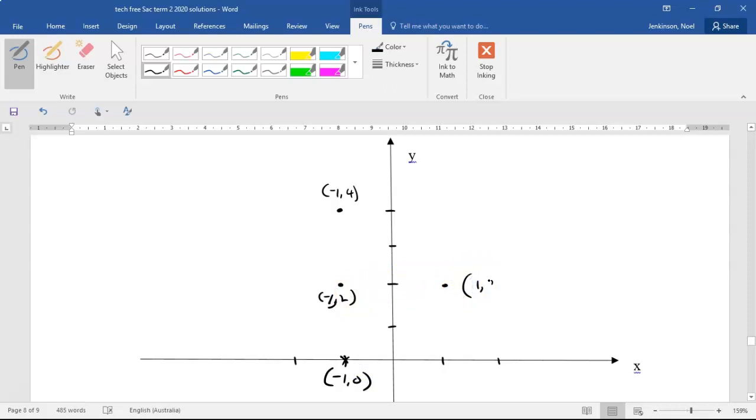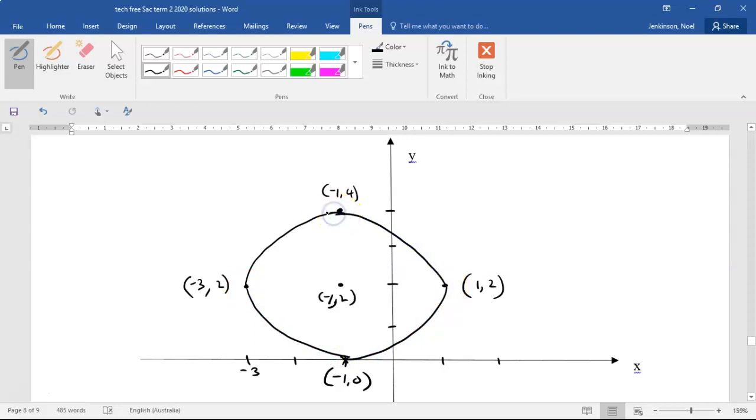Over to there, (1, 2). And over, I need another one, and I want to get them equal. Over to there, (-3, 2). You'll notice that drawing this circle, we've got the x-intercept, we don't have to find the y-intercepts, we've actually got everything we need. And I can draw that. It's hard to draw a circle, you've really got to get your scale right, and I probably haven't. And there you go.